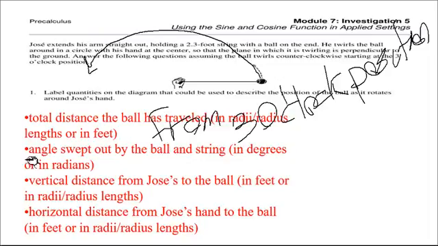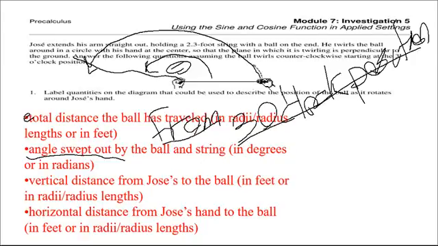Next, the angle swept out by the ball and string in degrees or radians. So we might want to describe the amount of openness subtending this arc that we saw in this first bullet. By convention we call that theta. But again, we want to be clear that it's the angle swept out by the ball from the 3 o'clock position, or, if you want to think of this in terms of the XY plane, from the positive x-axis.